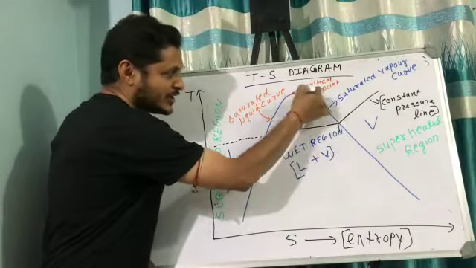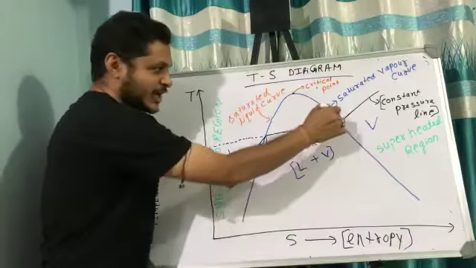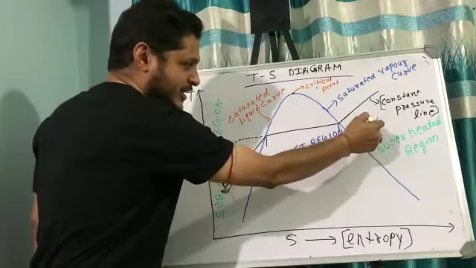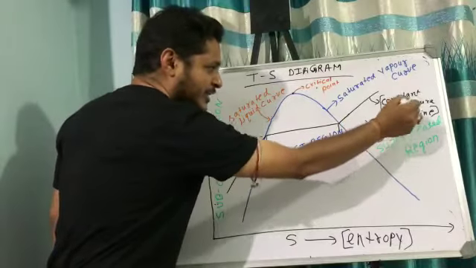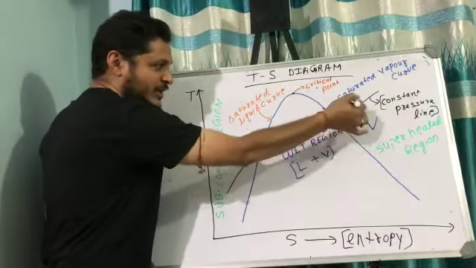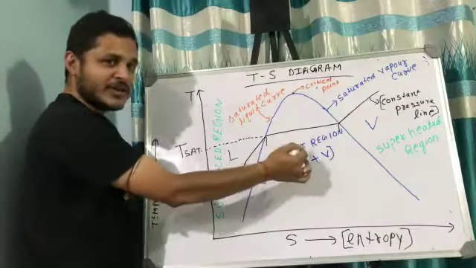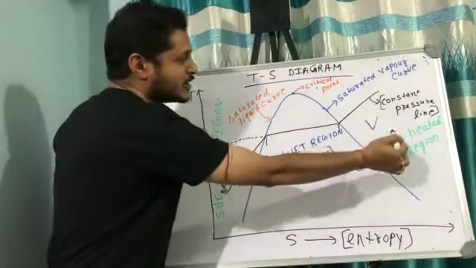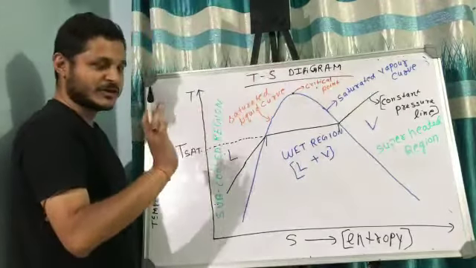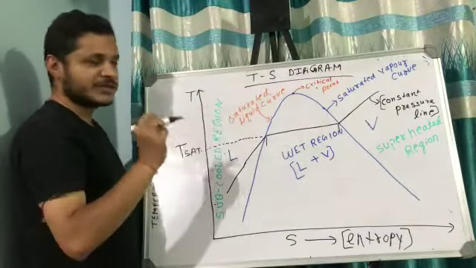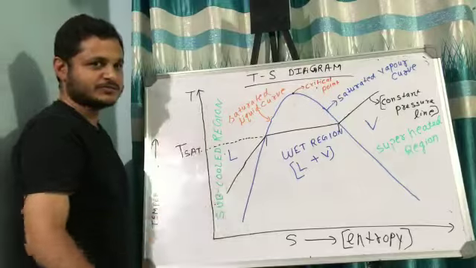100% vapor lies on the saturated vapor curve, and above this side, where V is written, this is the superheated region. If you heat from this point, the line will go into the superheated region. So: subcooled region, wet region or liquid plus vapor, and superheated region. Three things we have understood. So this is how the TS diagram is shown.